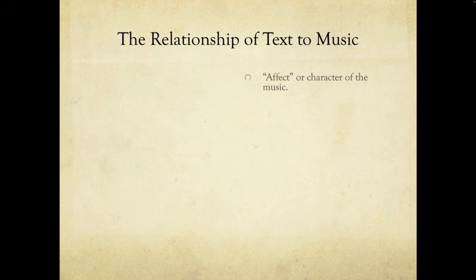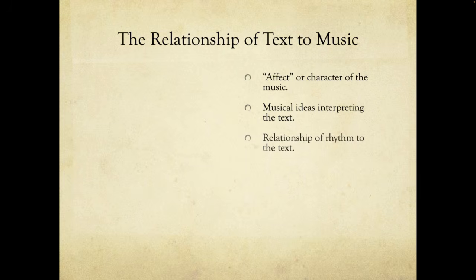The relationship of text to music, also known as, for me, I use the word affect, or the character of the music. What is the text and the music symbolizing? Is it giving you a feeling of sadness, of happiness, of joy? Musical ideas that interpret that text. Again, the relationship of rhythm. And you see the text comes back time and time again. And I say this throughout the semester: what separates choral music from instrumental music? The text. It's what we always have. Diction is also in relation a lot of times to articulation. You're wanting to look for things like that.